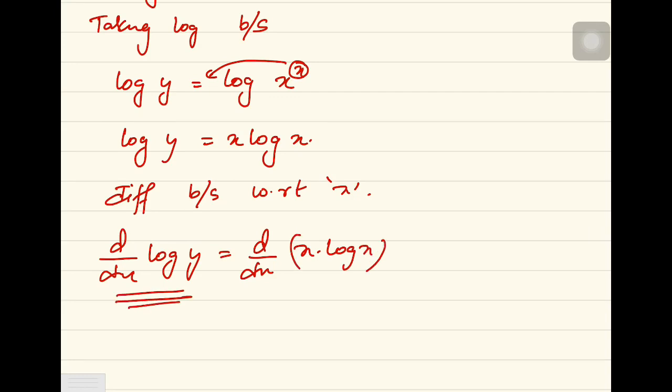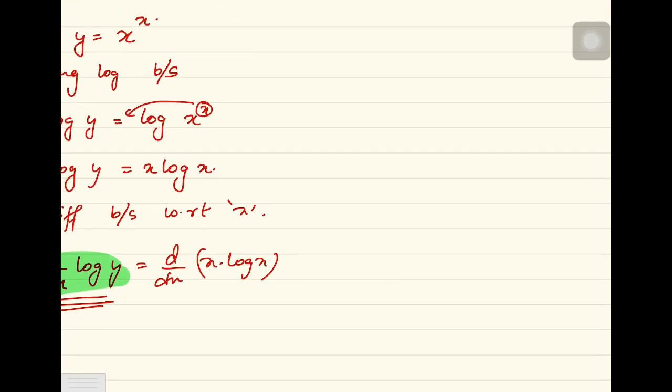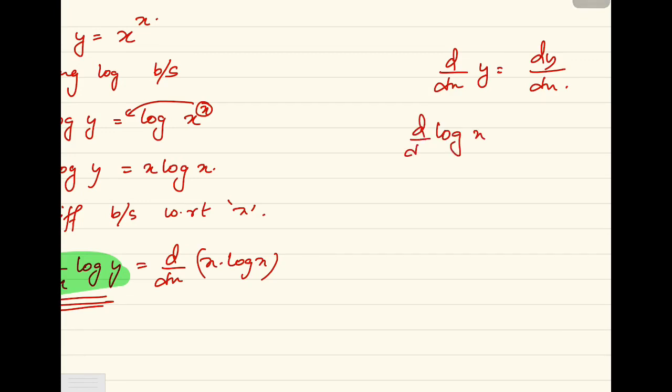Check this out here. What is d/dx of log y? You have to understand it properly. Okay, so now what is d/dx of y? First of all, you tell me. d/dx of y is dy by dx, isn't it, everyone? Yes. And what is d/dx of log x? d/dx of log x will be 1 by x, isn't it?